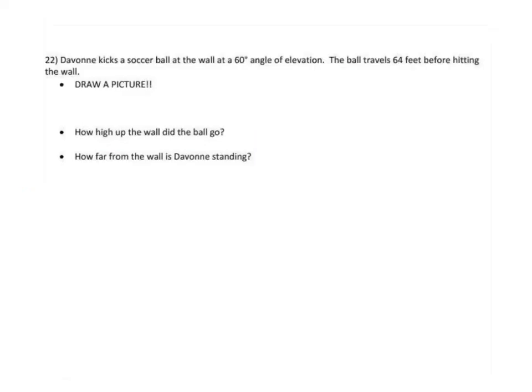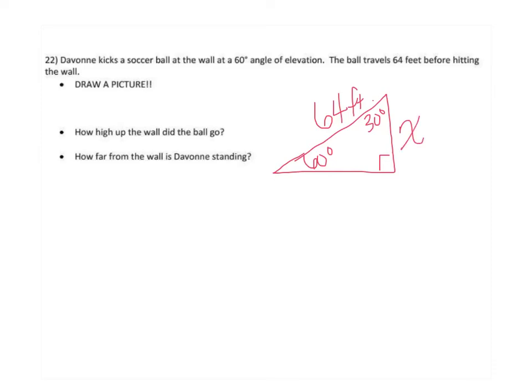All right. So now let's take a look at number 22. This one is just your trig. So drawing a picture, I have my special right triangle here. This is 60. This is 30. And I'm given that the ball travels 64 feet before hitting the wall. So here's my 64 feet. Okay, so you're looking for this value for how far it went up, and you're also looking for how far he's standing from the wall.